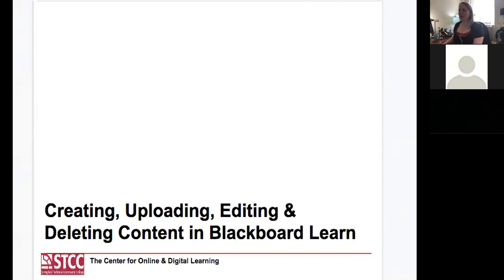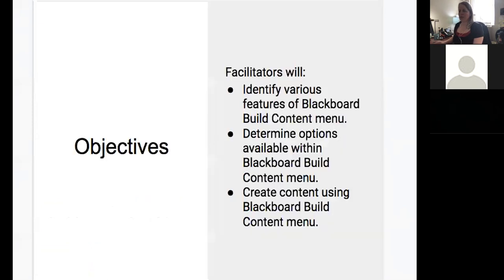The first slide that I'm going to go through is actually the objectives of the workshop. I always do objectives from the facilitator side, and outcomes are for the participant side. So as a facilitator, I'm going to identify various features of the Blackboard Build Content menu, and then determine options available within the Build Content menu to help you out in terms of what you would like to use, and then create content as examples in Blackboard on the Build Content menu.